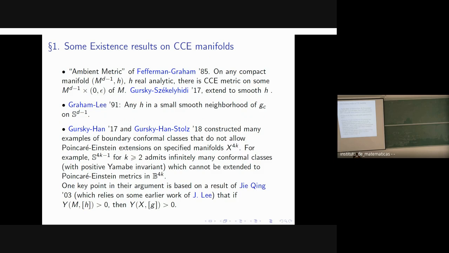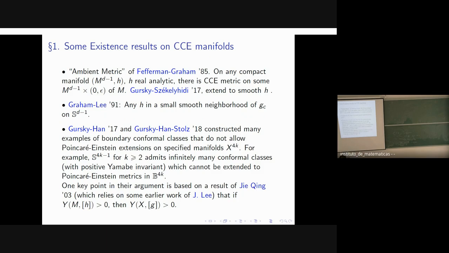And when k is bigger than or equal to 1, well, bigger than or equal to 2. So for S^7, they have a class of metrics on S^7 of positive scalar curvature, and they show that this class of metrics does not allow a CCE fill-in on B^8, for example, S^7. They use the index and so on.